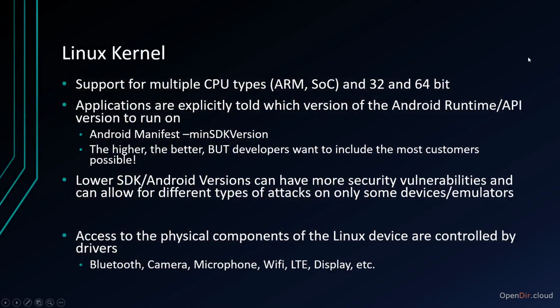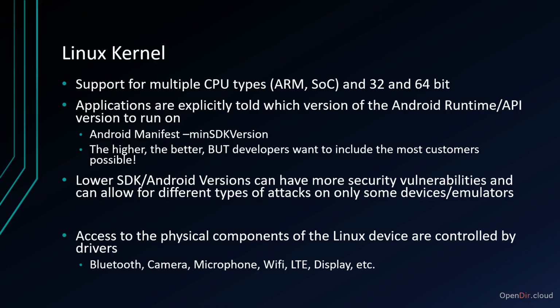Obviously, something important to keep in mind when it comes to the Linux kernel is that Android devices have to support multiple CPU architectures, such as ARM, system on chips, 32 and 64-bit chips, right? And applications are explicitly told which version of the Android runtime version to run on. So in our AndroidManifest.xml, when we get to static analysis, we'll be talking about the min SDK version, and that determines what versions of the Android API or Android operating system our application can run on.